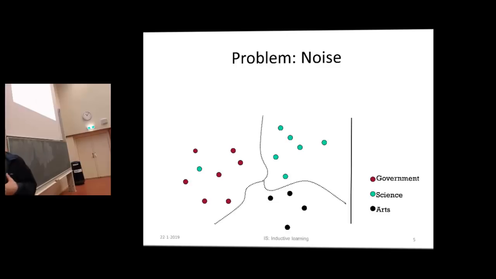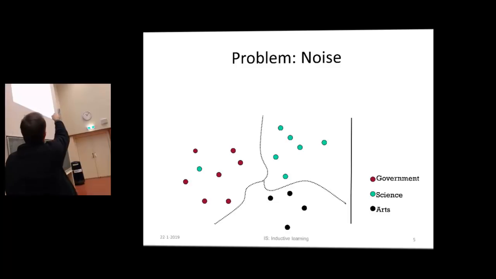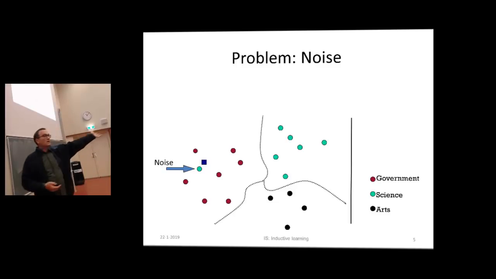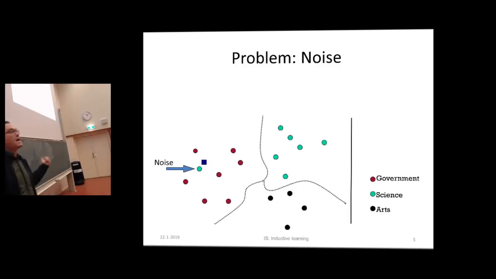So the problem is that you always have noise, mistakes in your training data, or you have exceptions. So for example, here you have this green one, which has either been misclassified or is really a document about science, but sort of has other properties. So it's the exception in this case. And if you now find an object that you want to classify, which is very close to this one by coincidence, then you will give it the wrong class if you just have the nearest neighbor approach.